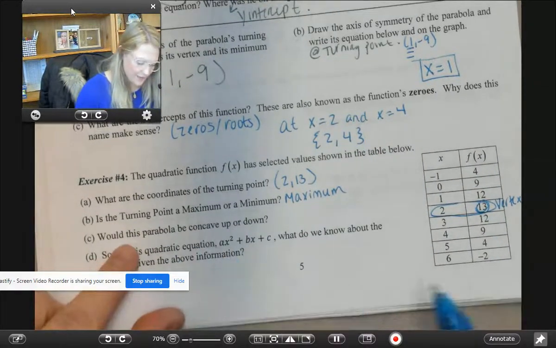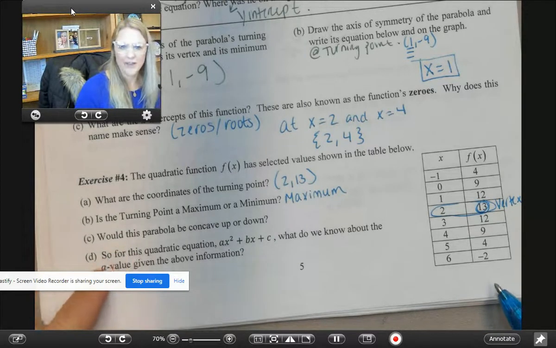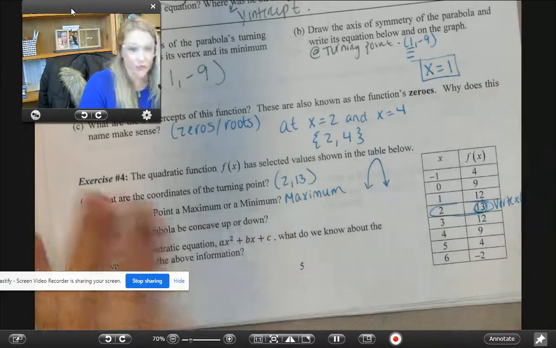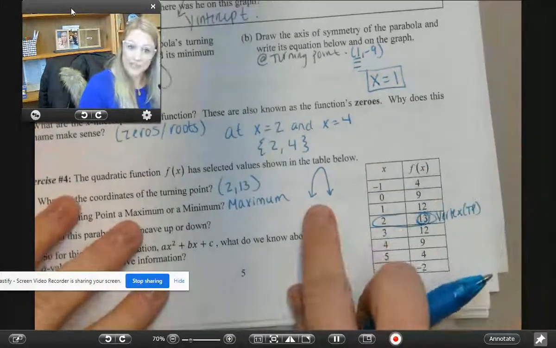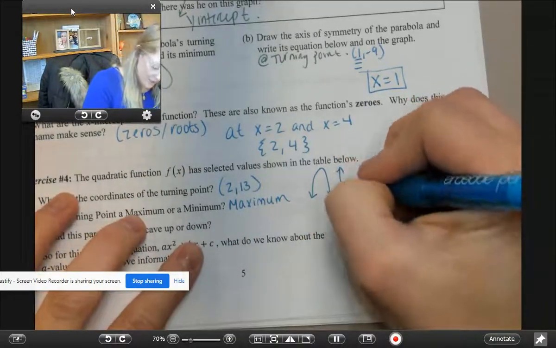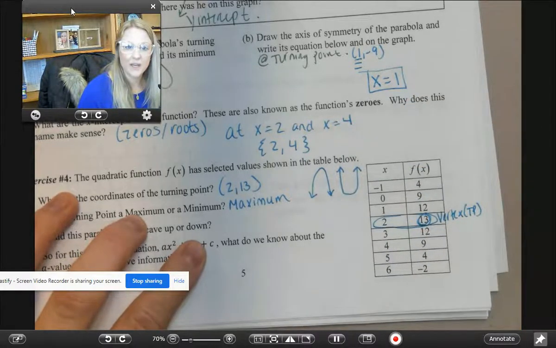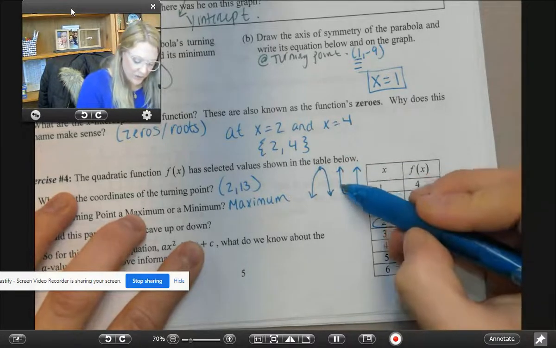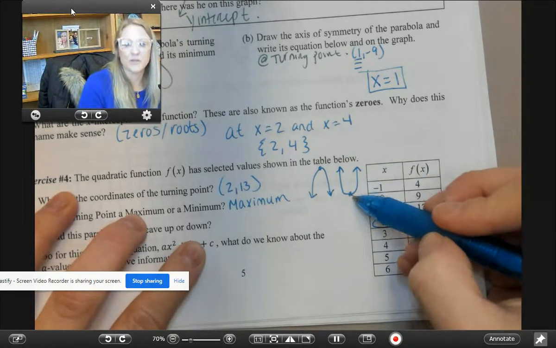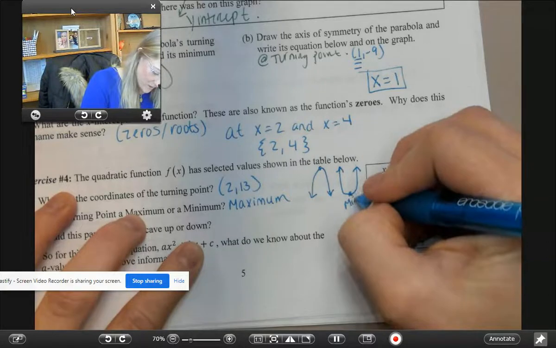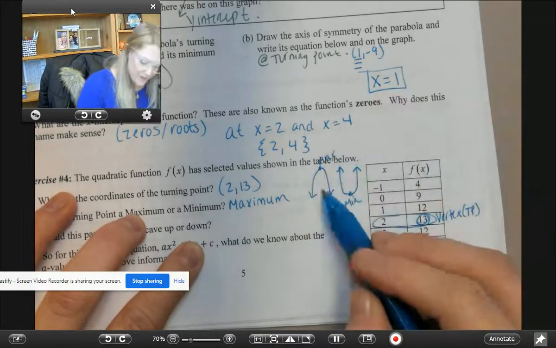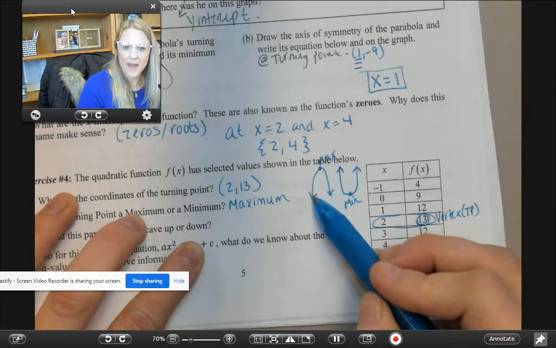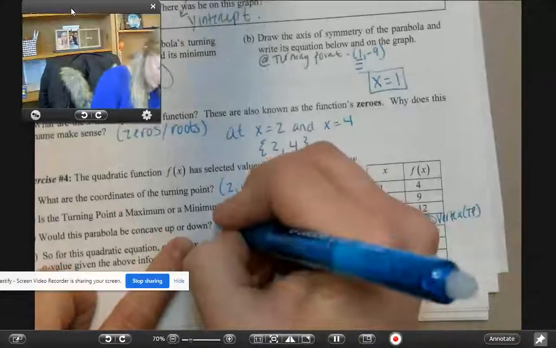Would this parabola be concave up or concave down? Well, let's think about this. If it has a maximum, okay, let me draw 2 sketches because there's only 2 choices, right? Your parabola is either going to look like this or it's going to look like this, okay? Which of these graphs has a turning point that's a maximum? Well, this one, that's as low as it gets, it turns back up, so that one has a minimum, and this one has a maximum. So it's this type of graph that we are seeing in this table because it has a maximum. So a maximum is going to be concave down.